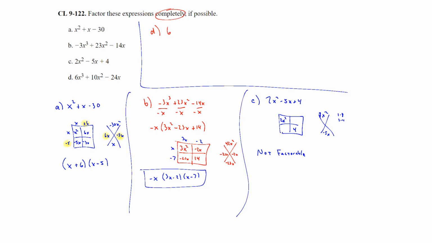So we have 6x cubed plus 10x squared minus 24x. So similar to B, where we have an x in common, but on this one we have more than just an x, it looks like we also have a factor of 2. So we'll factor the 2x out. That'll leave us with 2x times 3x squared plus 5x minus 12.